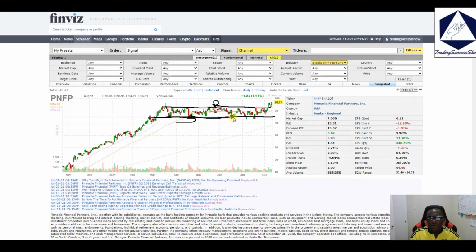Then around here you can say, okay, let me get in at this support and take profit at this resistance. And then once you take profit, you wait for price to pull back to that.